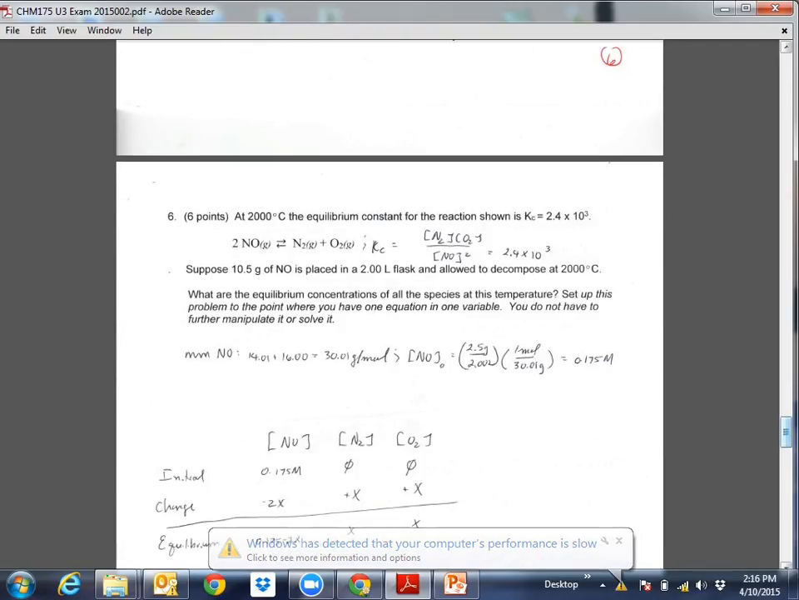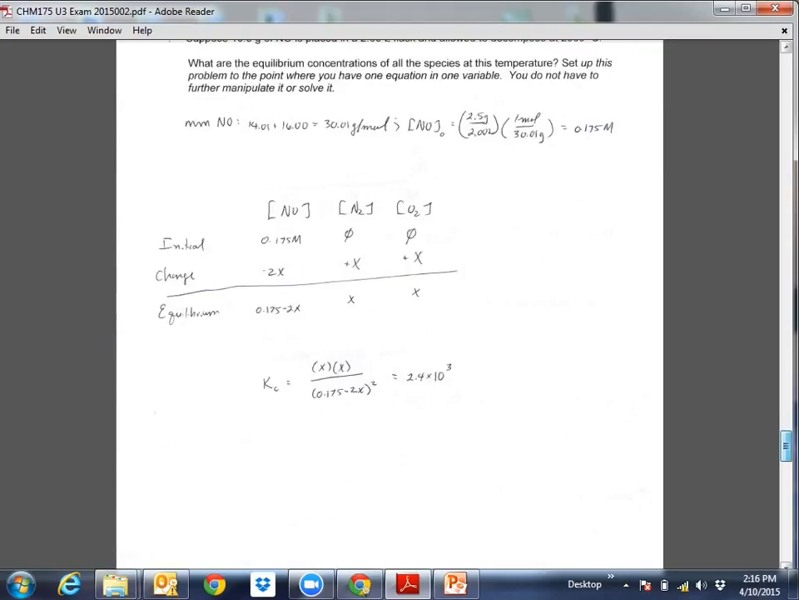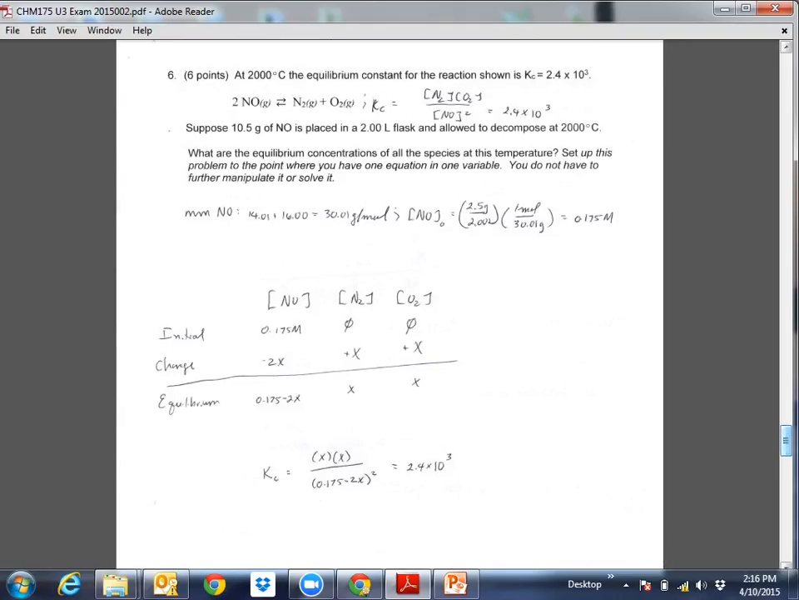Okay, the next one. In this one, you didn't have to take it all the way to solve for x. This one says we've got 10.5 grams of the reactant, and that's it. We're going to let it decompose, and the Kc is given. So you needed to get the molar concentration of the NO using the mass, the volume of the container, which is 2 liters, and the molar mass of NO, which is 30.01 grams per mole. So it starts out with 0.175 molar NO, and nothing of the N2 and nothing of the O2.